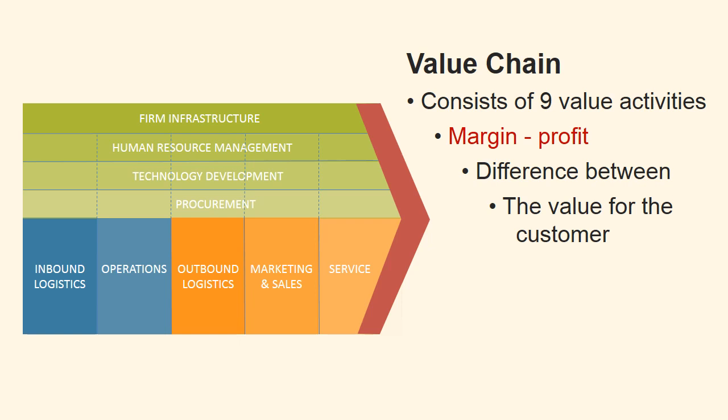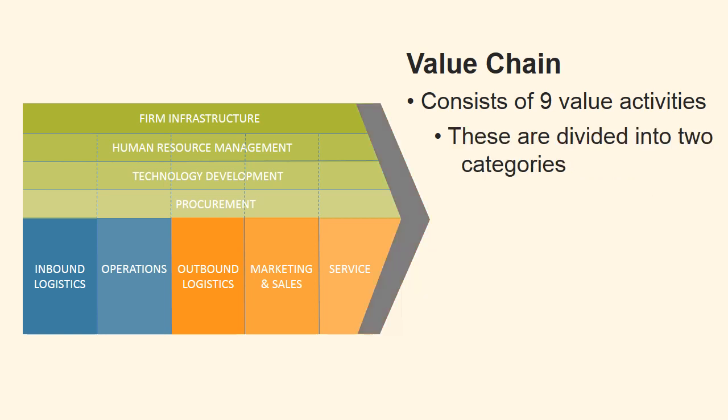The profit is equal to the difference between the value chain's total value, which is the value of the product for the customer, that is the price he is willing to pay for the product, and the total cost of producing the product, which is the total of the costs that are in the value chain's 9 activities.